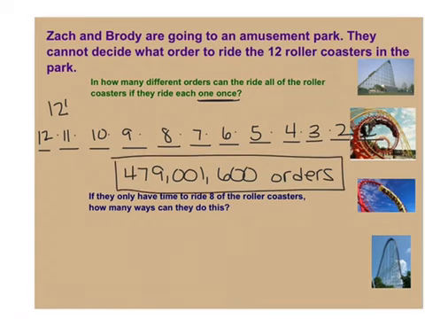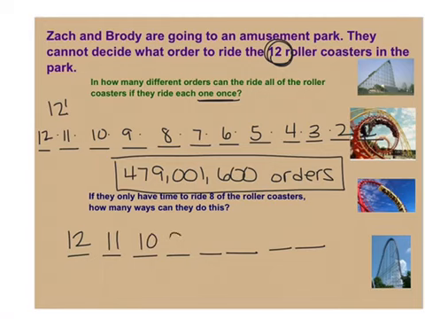So now, if they only have time to ride 8 of the roller coasters, how many different ways can they do this? So now, instead of picking 12 different roller coasters to ride, I'm only going to pick 8. 3, 4, 5, 6, 7, 8. But when I think about the first one I want to ride, I still have 12 of them to choose from because there are 12 total up here. So now I'm still going to have 9, 8, 7, 6, 5, and we're going to multiply these together. This one's different from the first one then because we cut it off. We didn't have these last 4. We stopped right here. So this is a little bit different than what we did before.